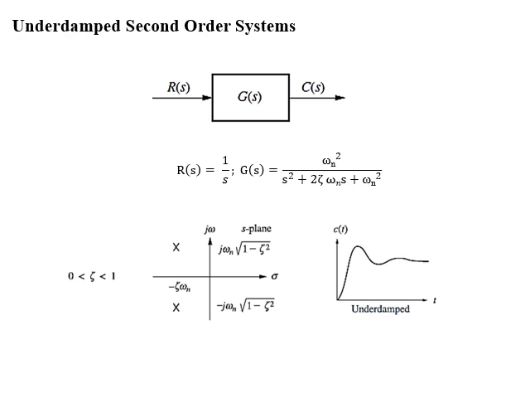Dear students, let we have a system G of S whose input is R of S and output C of S. A step input is applied and system is underdamped. For underdamped systems we have zeta greater than 0 and less than 1, and complex poles are present in pole zero map, and time response is shown in the figure.